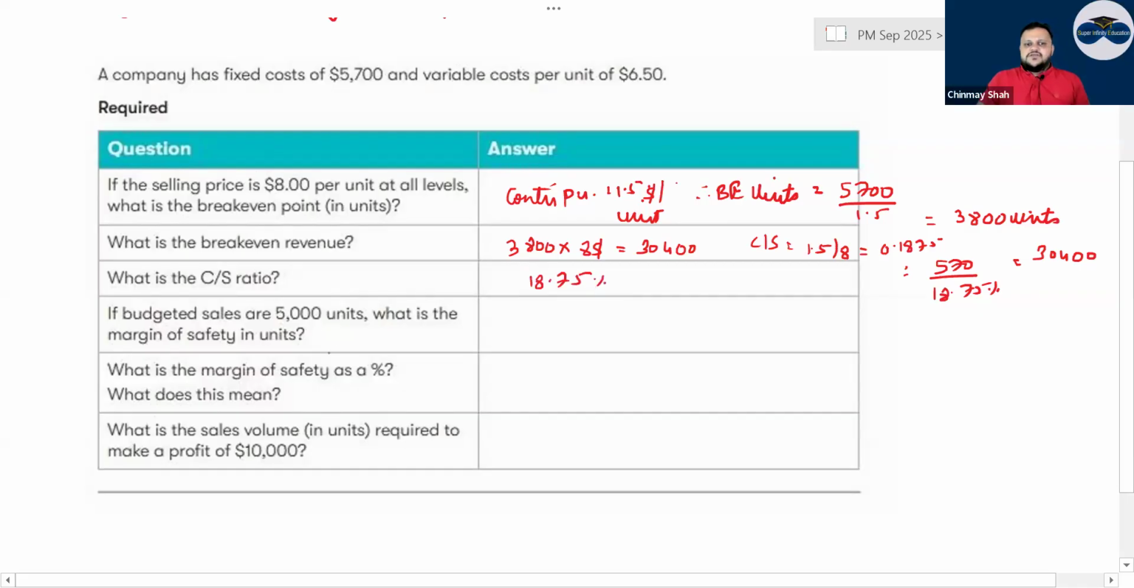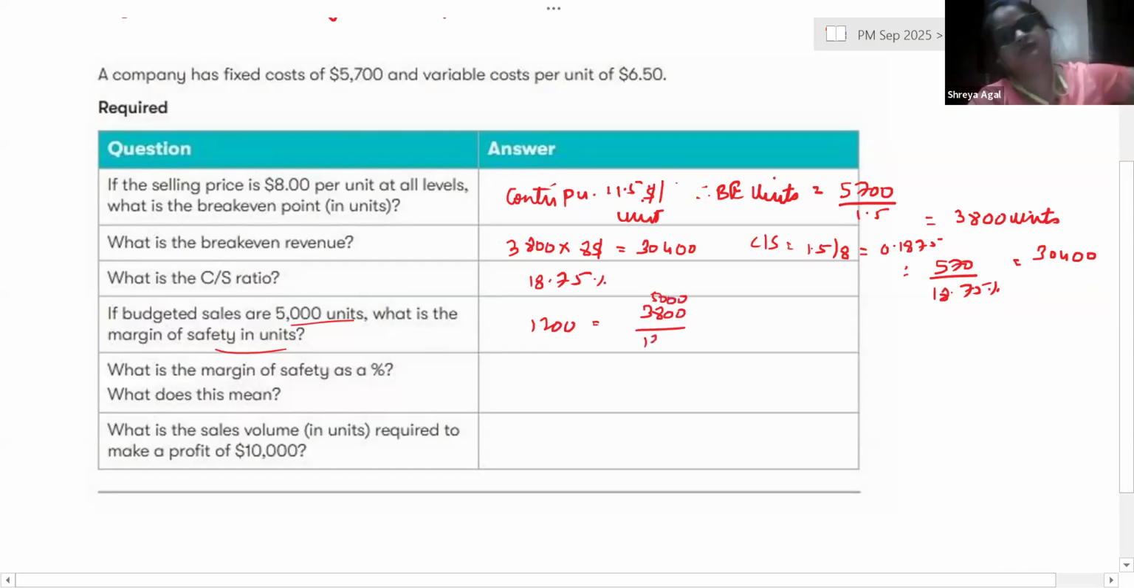If budgeted sales are 5,000 units, what is the margin of safety units? You have budgeted sales 5,000. How will you find it? Easy formula. Break-even units 3,800, budgeted sales 5,000. How much is MOS in units? 1,200 units. How did you get this? 5,000 minus 3,800, 1,200.